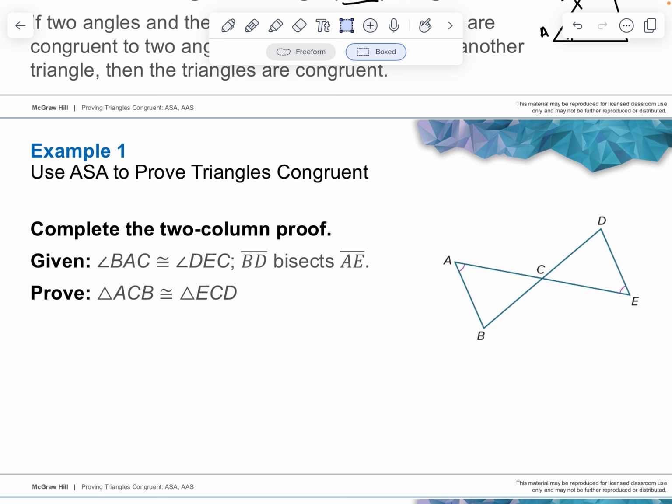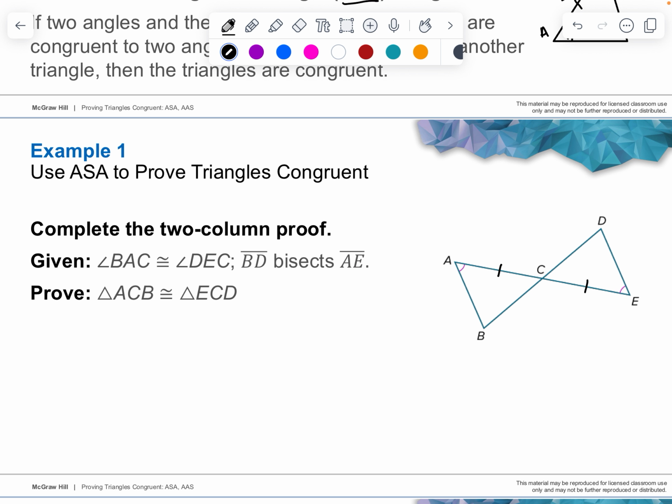We have a triangle. They tell us that BAC and DEC are congruent, and they've marked them with congruent lines. And they tell us that BD bisects AE. Now you have to pay attention carefully to what bisects what. This one is bisecting this one. So the one that gets cut in half, remember bisect means cut in half, is AE. So we're going to go ahead and mark AE as being cut in half.